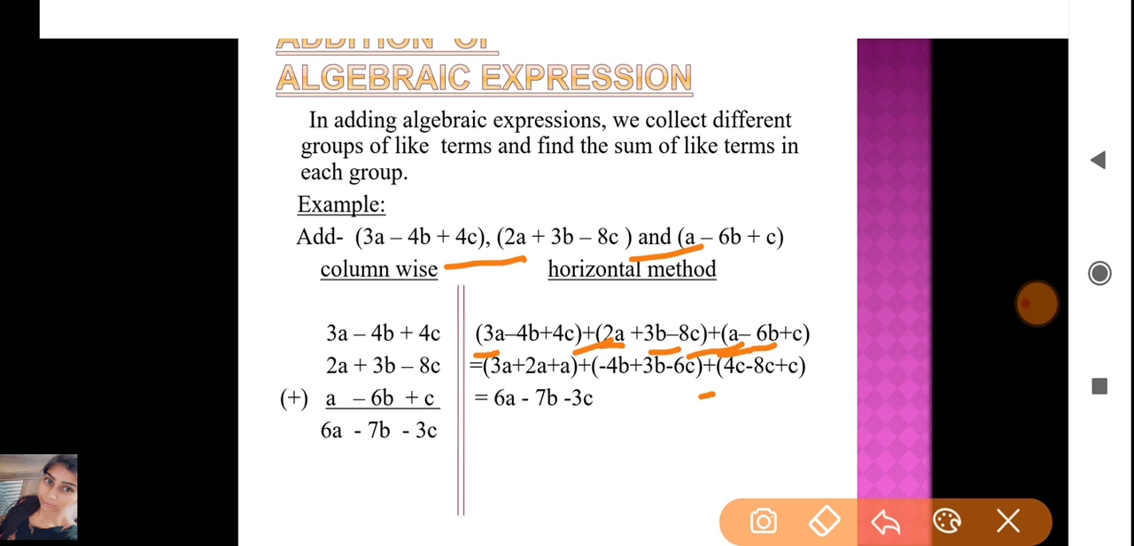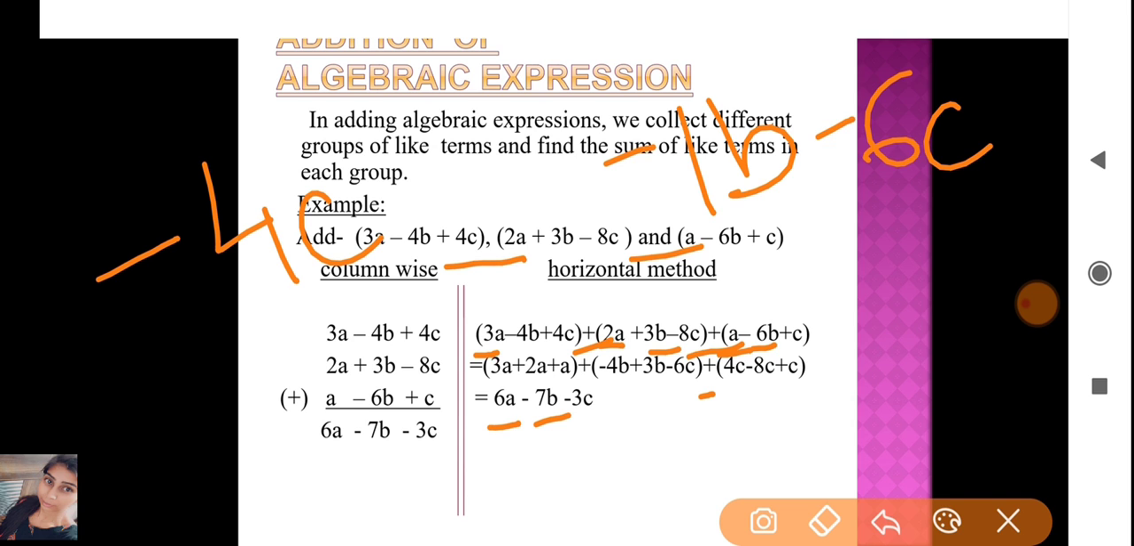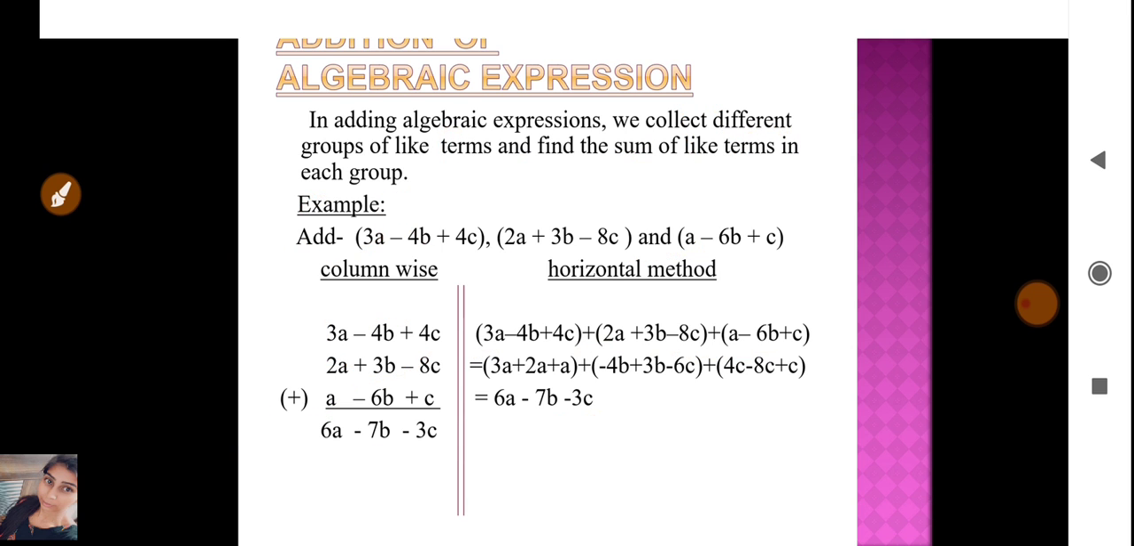Now 3 plus 2 is 5, 5 plus 1 is 6. Minus 4B plus 3B is minus 1B. Then minus 6B, so minus 1B minus 6B is minus 7B. Next, 4C minus 8C is minus 4C, plus C. So again this is minus 3C. So this is the answer. As you can cross-check, we are getting the same answer in both methods.